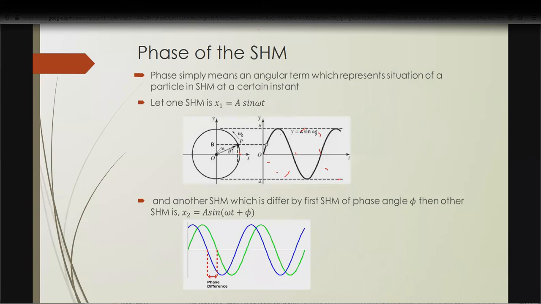So if any object starts from this point, what is the phase difference? Let's say this angle is phi. Now if it starts from this point, it is omega t plus phi, right? If it starts from this point, then how do you write that one? It should be a sine omega t minus phi, right? A sine omega t minus phi.